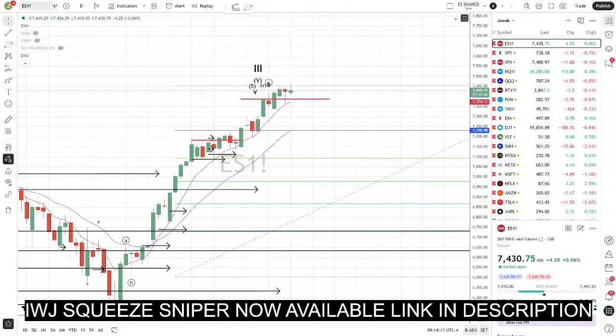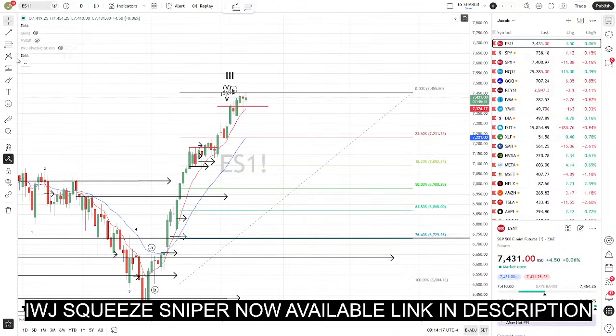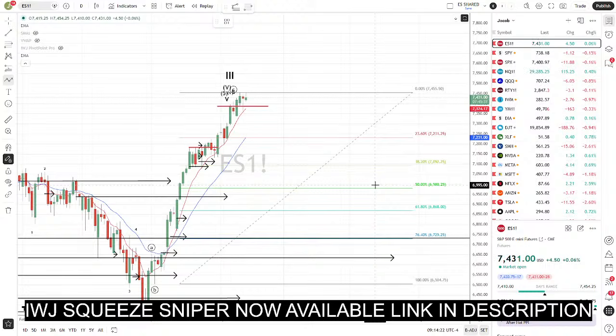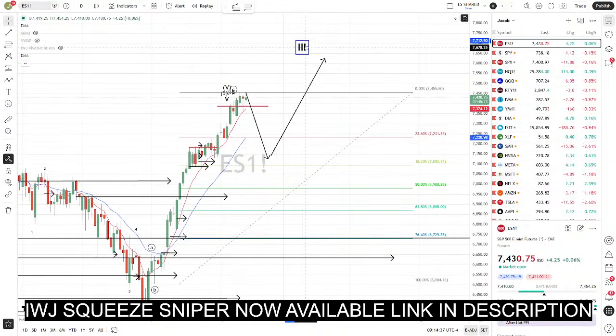Okay, so for the intermediate picture here, we are looking for a pullback of sorts. The primary path, the path that we would expect most, is a pullback into the 7100 region, which also coincides with this consolidation area, and then higher from there. This would be a wave 4 and a wave 5, where you have your A up, your B down, and your C wave moving up here. That would be the primary path of what we're looking for.